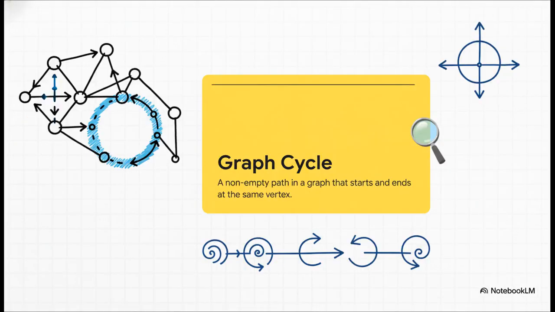So let's get official for a second. What is a cycle? Well, formally, it's a path in a graph that starts and ends at the very same spot. You can just think of it as a closed loop. It's a fundamental idea, and finding one changes everything about how we can handle a graph.